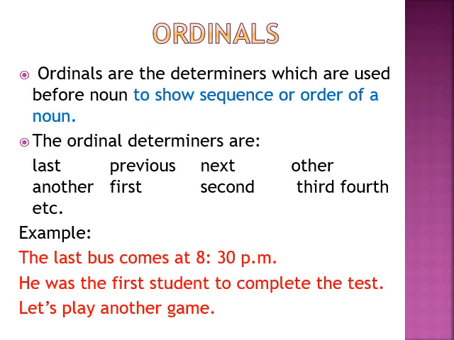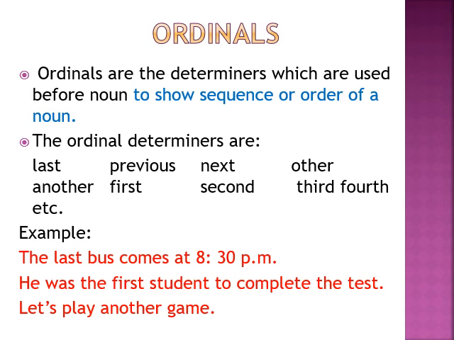Now we have ordinals. So you have studied ordinal numbers in maths. So these ordinals are the same as ordinal numbers. So ordinals are the determiners which are used before noun to show sequence or order of a noun, to tell us where the noun is placed, or to tell what is the sequence of the particular noun. Now the ordinal determiners are last, previous, next, other, another, first, second, third, fourth, fifth, sixth, seventh and so on.